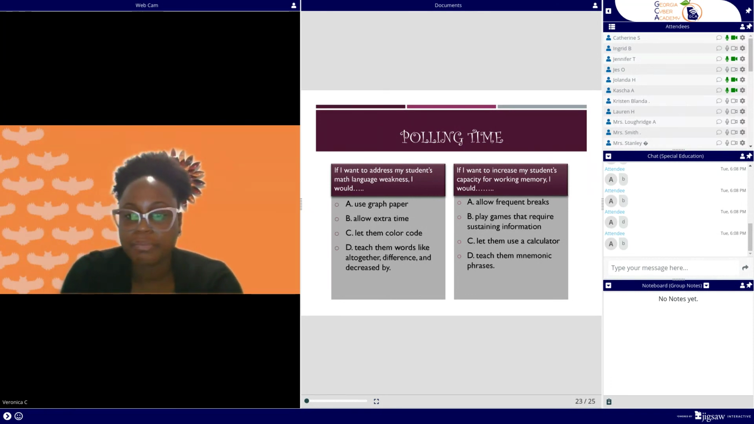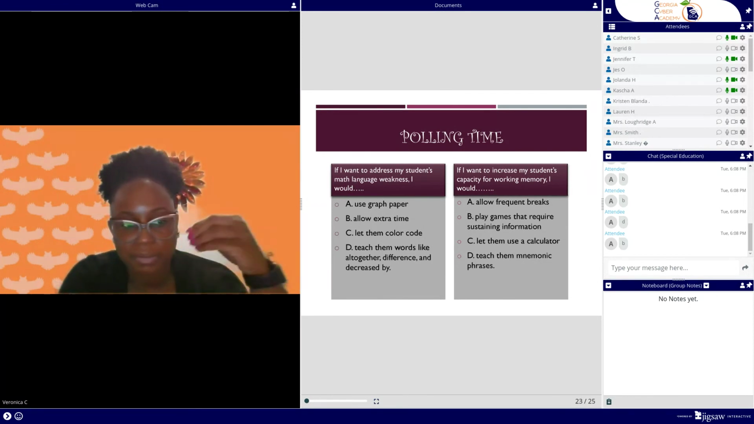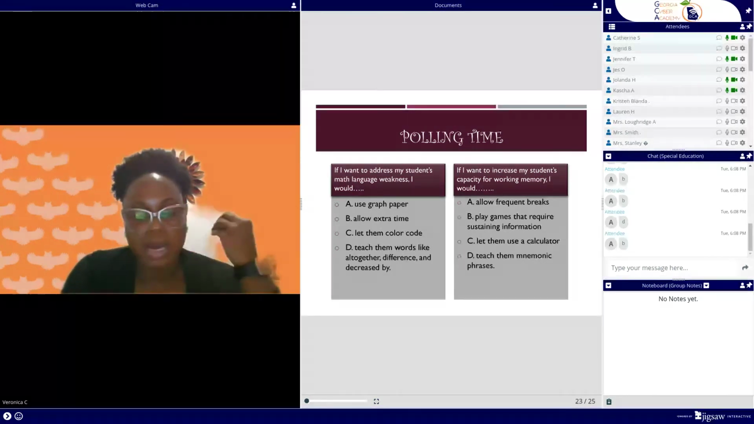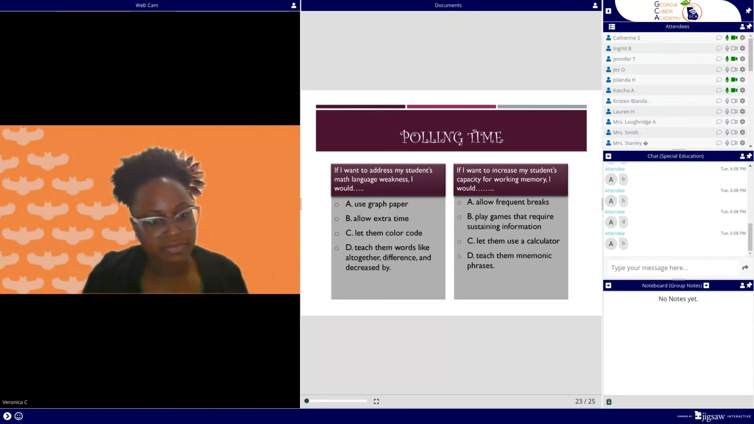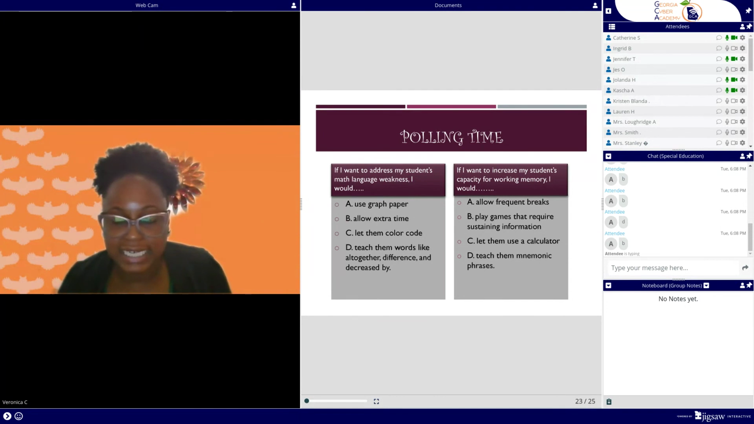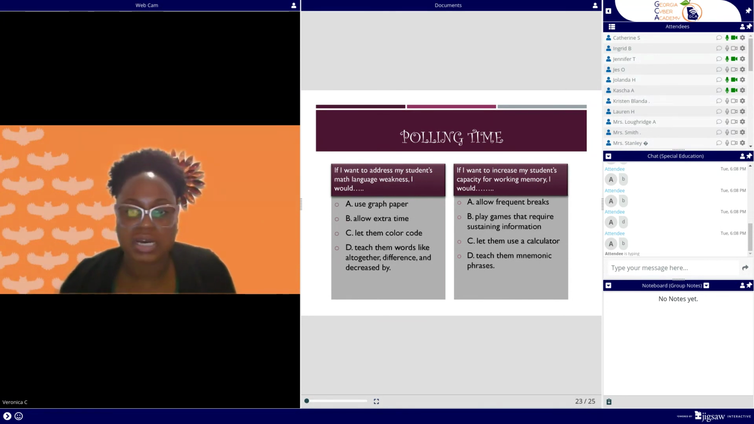All right. B is the best answer here. We want to play games that require them to sustain the information because we're trying to work on their working memory. The mnemonic phrases we'll be teaching them is kind of the beginning phase of that, but we want to see that they've retained it using that working memory. We would want to play a game, for example, to show that they've retained what we taught them with the mnemonic phrases.